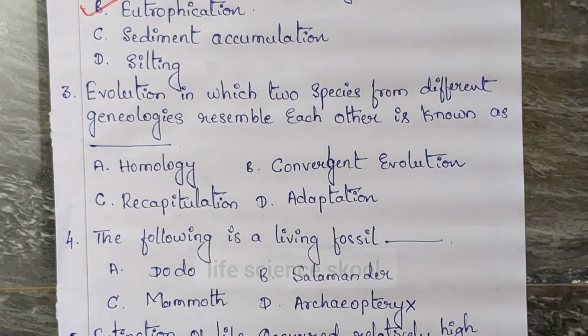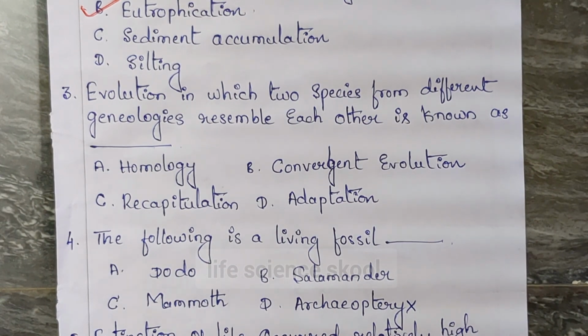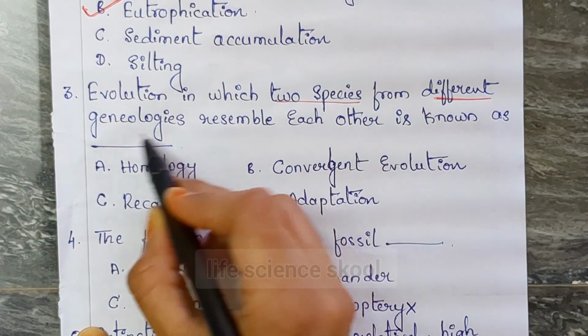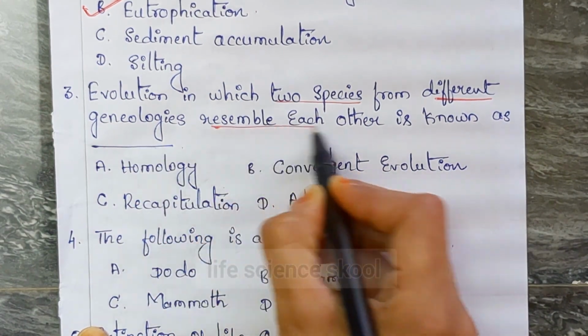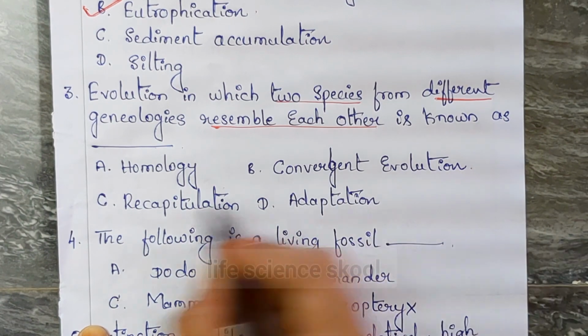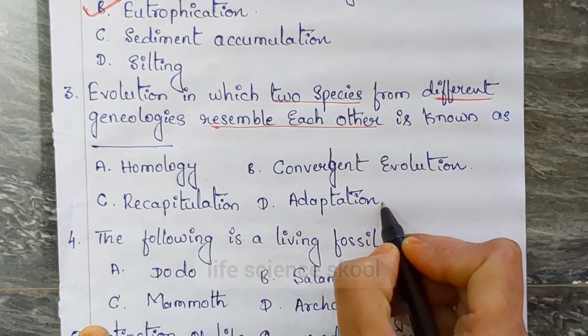Next, moving on to the third question: evolution in which two species from different genealogies resemble each other. This is known as A, homology, B, convergent evolution, C, recapitulation, D, adaptation.